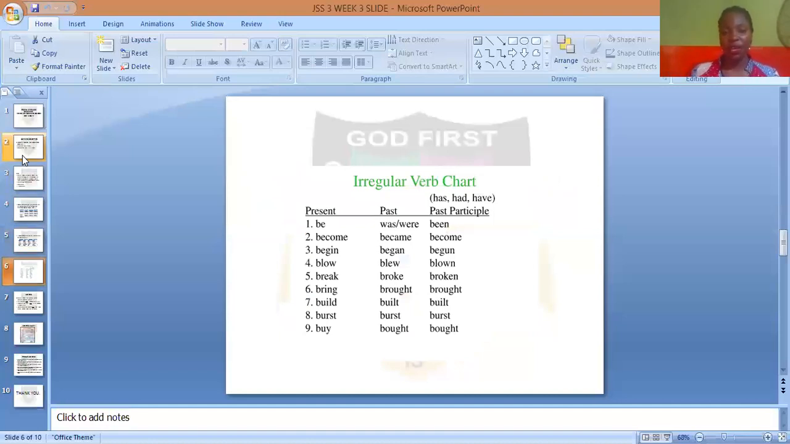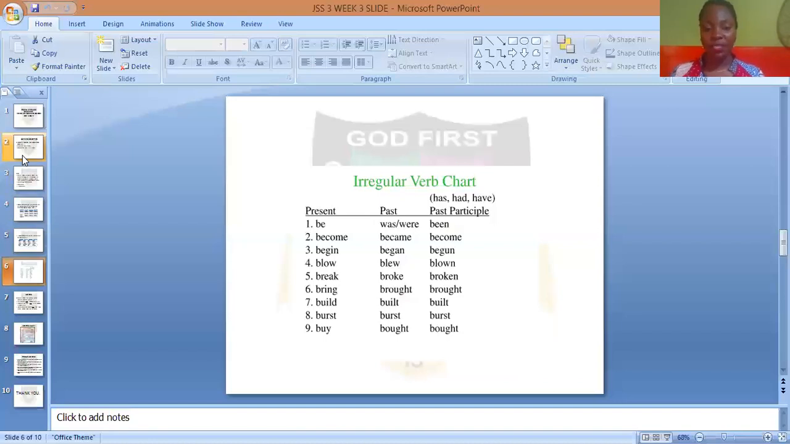Moving on, this is the irregular verb chart. This is just a chart of the irregular verbs. We have the present tense, past tense, and the past participle. Be, which was said earlier, the past tense is was or were, and the past participle is been. Become, the past tense here is became, the past participle is become. Begin, the past tense of begin is began, while the past participle is begun.